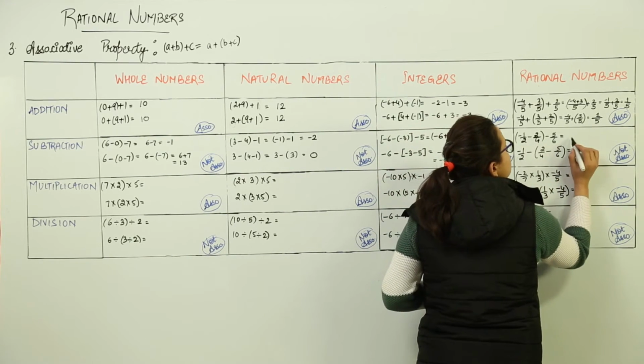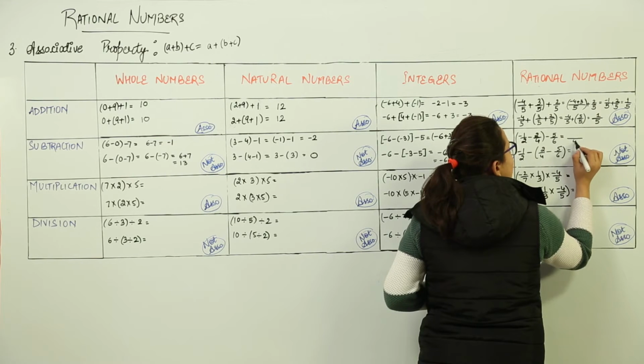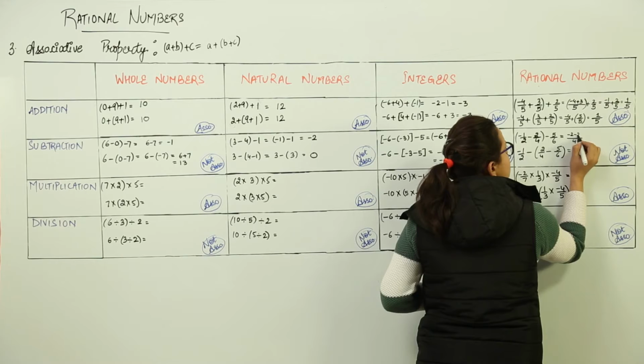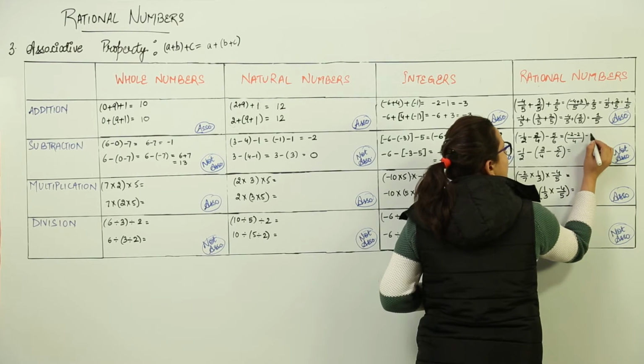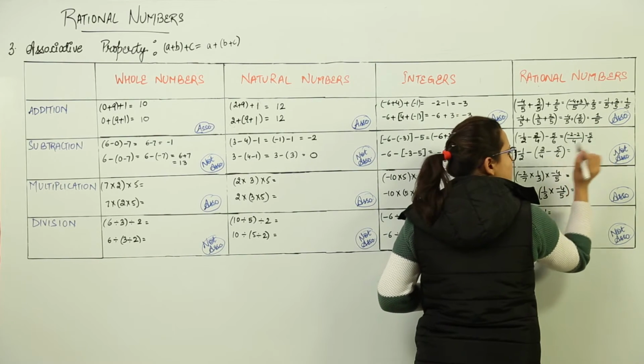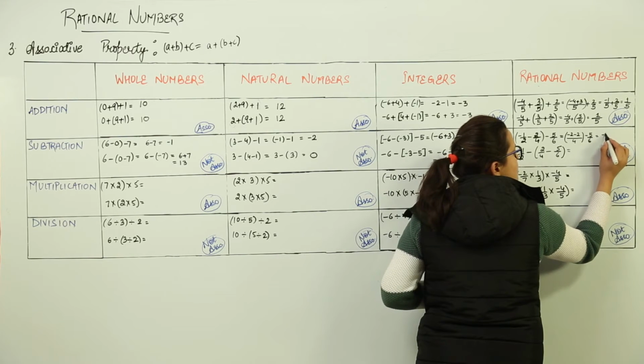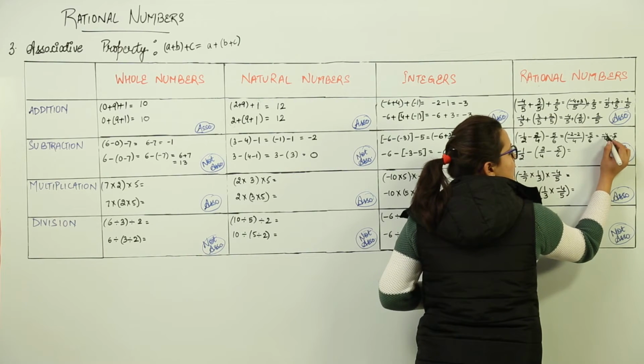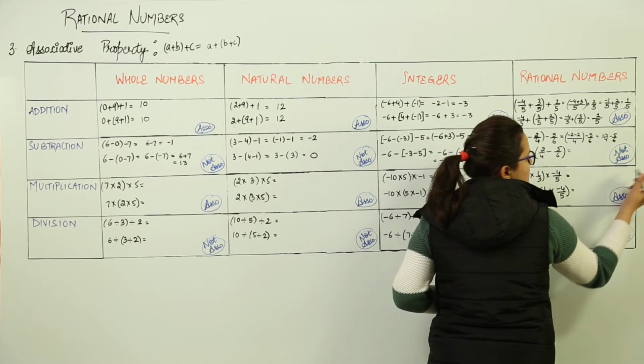For rational numbers, you need to take out the LCM, that will be 4. You will get minus 2 minus 2 and 5 by 6 remains the same. Now your answer comes out to be minus 4 upon 4 minus 5 over 6. Now what you do? You can cut it here also and you can take out the LCM also.